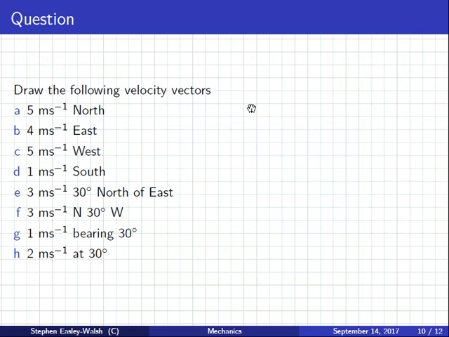Right. Let's have a look at some examples here. So, we want to draw these. So we'll draw these together. Maybe you can just write them down, and then we'll draw them together, the following vectors.